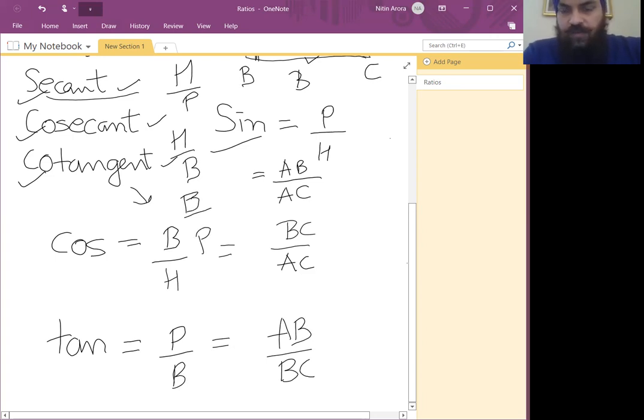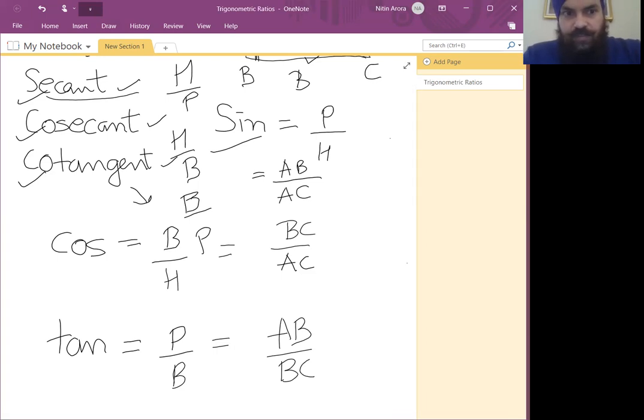So this is how we define these trigonometric ratios for a right angle triangle.